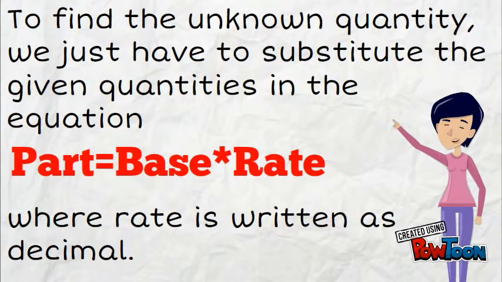In a percentage problem, 2 out of 3 quantities will be given. To find the unknown quantity, we just have to substitute the given quantities in the equation. Part equals base multiplied by rate, where rate is written as decimals.